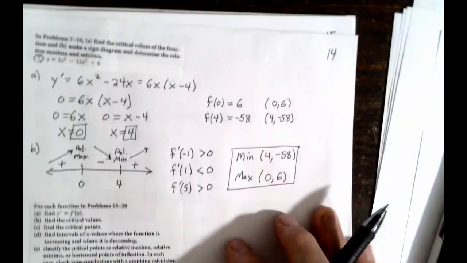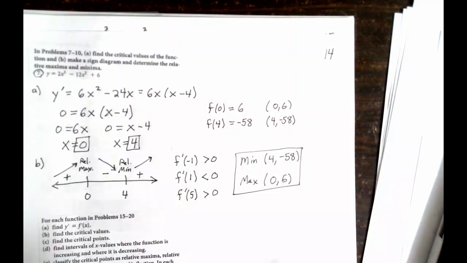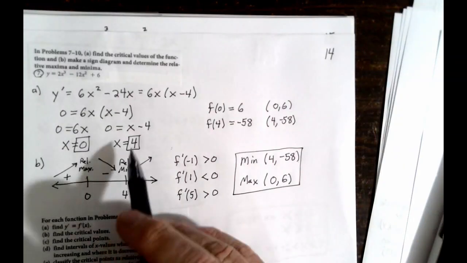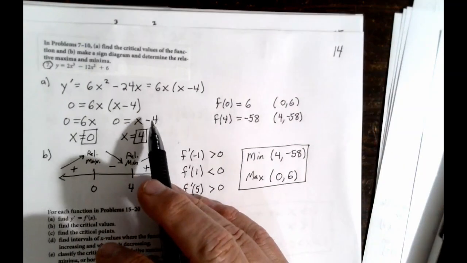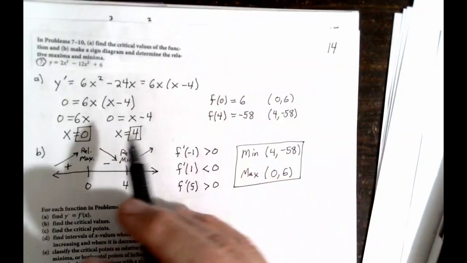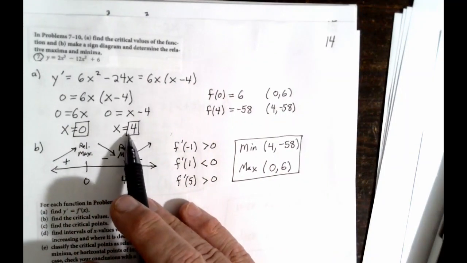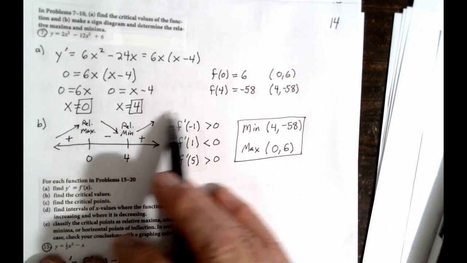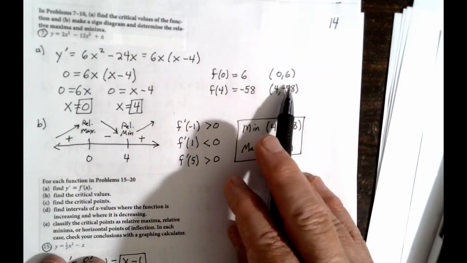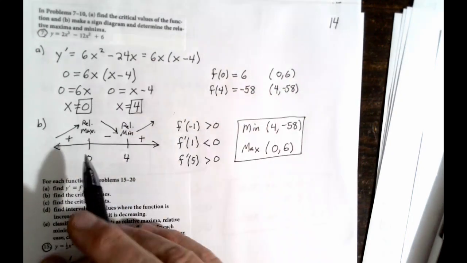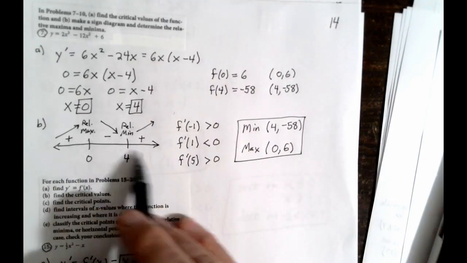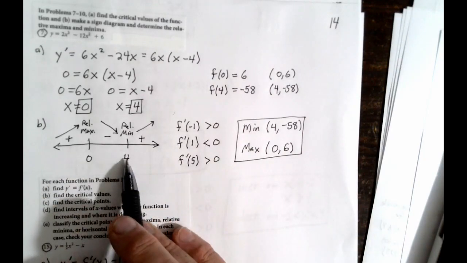Okay, question 7, it says find the critical values, make a sign graph, and determine the relative max and mins. Alright, so you take the first derivative, factor it, set it equal to 0, and you find your critical values. You plug those into the original function, and you find your critical points. And now you check the number line, dividing it up with 0 and 4.